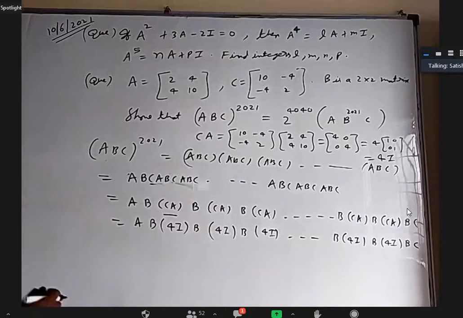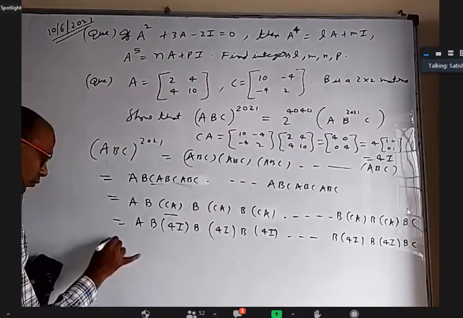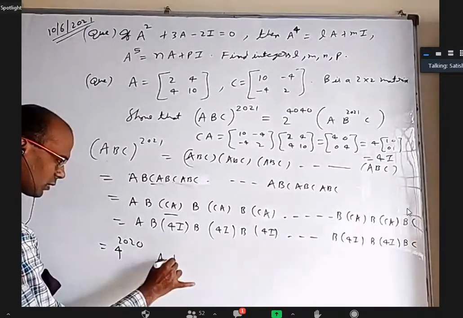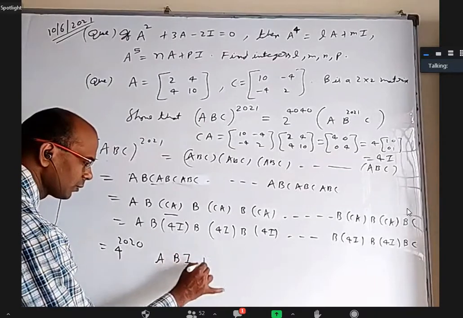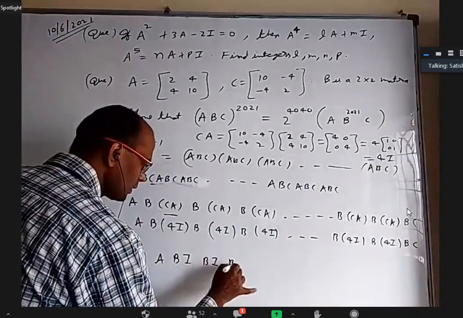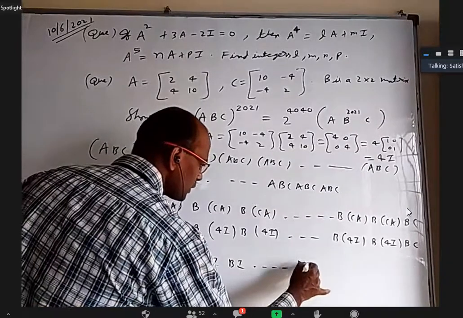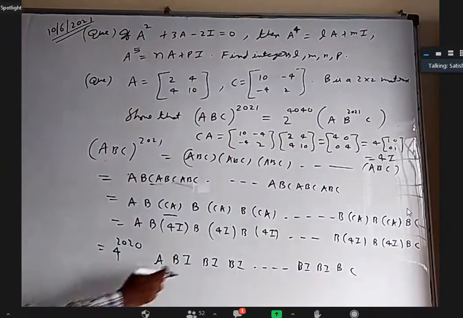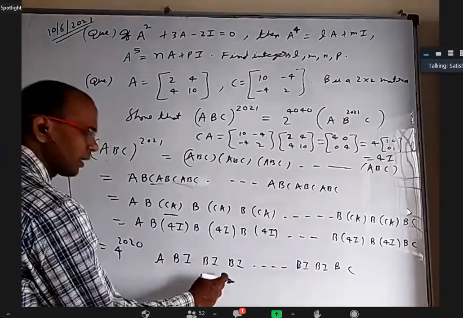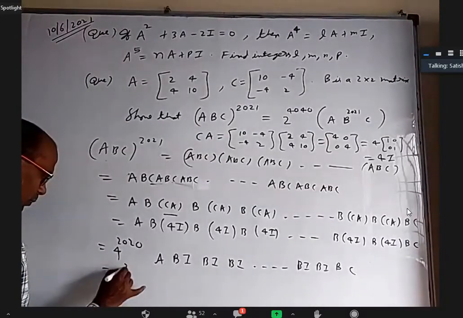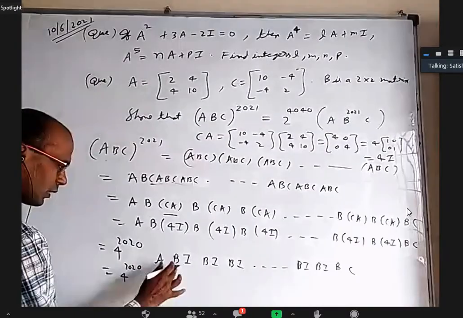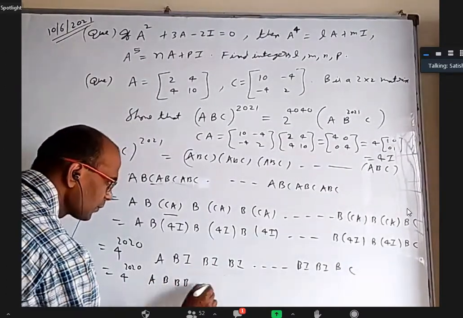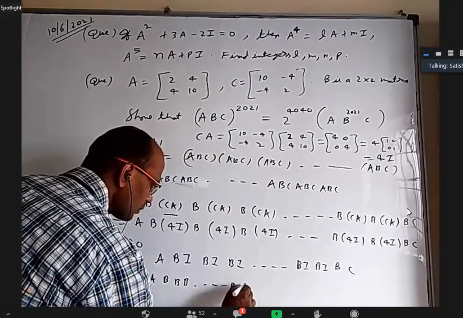Numbers can be borrowed outside. Okay. So I am going to write it as 4 power 2020. A, B, this will become I, B again I, B again I, B again I, B again I, and B and C. But B into identity matrix is B. B into identity matrix is B. This is all product only. So 4 power 2020 A, B into I is B, again B into I is B, again B into I is B, again B into I is B, B into I is B, and C.